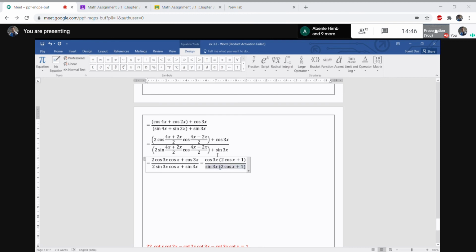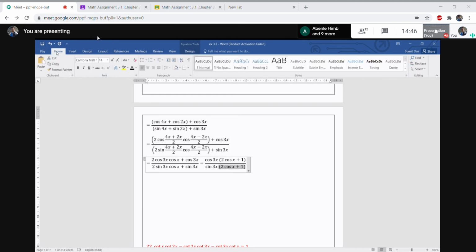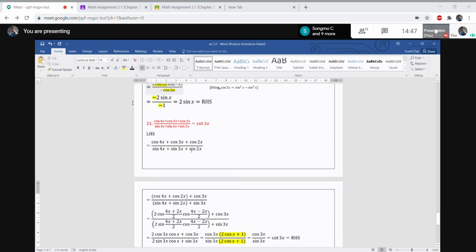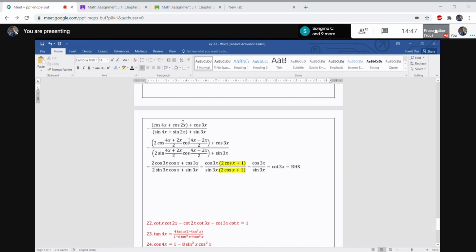So you can easily see what is common between numerator and denominator. This part is common, so this part will cancel. So in the next line you can write cos 3x divided by sine 3x, which is equal to cot 3x. That's what we have to prove, right? RHS. Clear? This type of question is important.